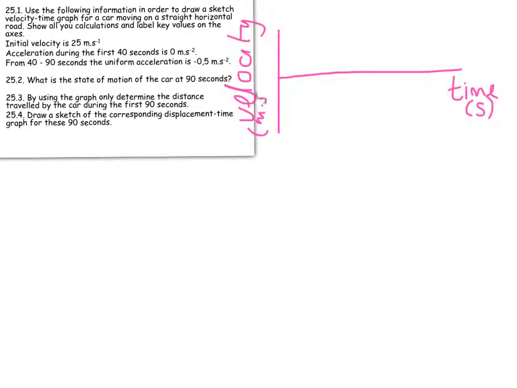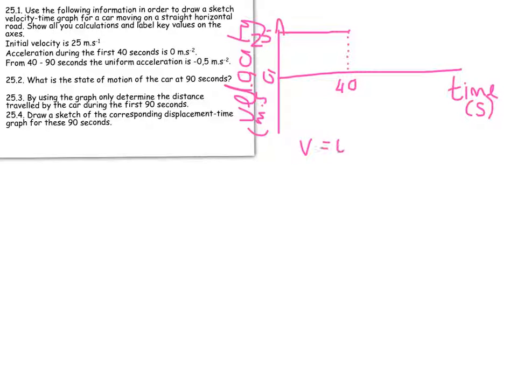The first thing I need is an axis, and I'm going to say that it's time in seconds, velocity in meters per second, and I've got a 0 value over there. I am told that my starting velocity is 25 meters per second, and I keep going at that speed for 40 seconds. Then they say to me that over the next 50 seconds, there's a uniform negative acceleration. So let's see what happens. Where is that going to land up as my final velocity?